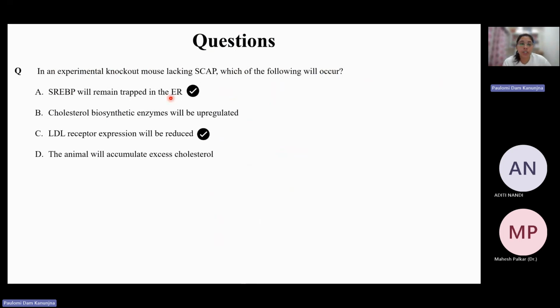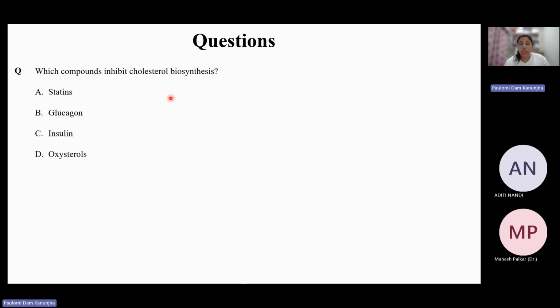Now the second one says cholesterol biosynthetic enzymes will be upregulated. No chance, because SCAP doesn't directly control the biosynthetic pathway. The biosynthetic enzymes are upregulated maybe because of cholesterol depletion, but it's not related to SCAP. And there is no excess cholesterol because you don't have the cholesterol synthesis, right? Okay, next one. Which of these compounds inhibit cholesterol biosynthesis?